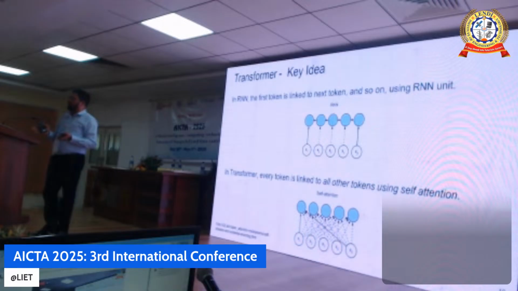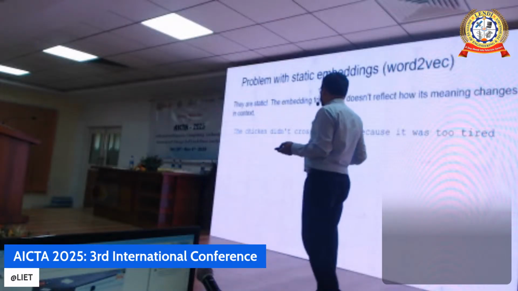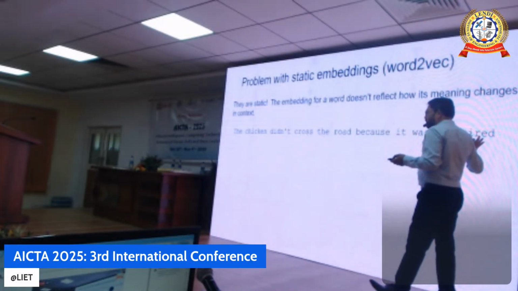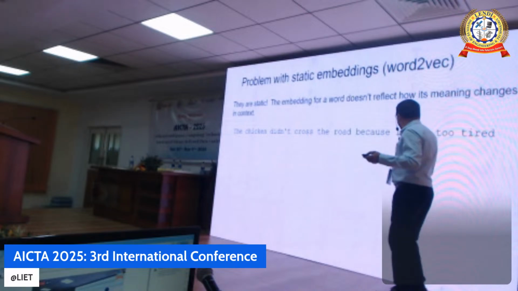Your language is so easy. I'll show some examples of why we need the attention mechanism. See this one. I hope everybody can see the last one. Can you read this sentence quickly? The chicken did not cross the road because it was too tired. What does "it" refer to? Chicken. Sure? Okay.